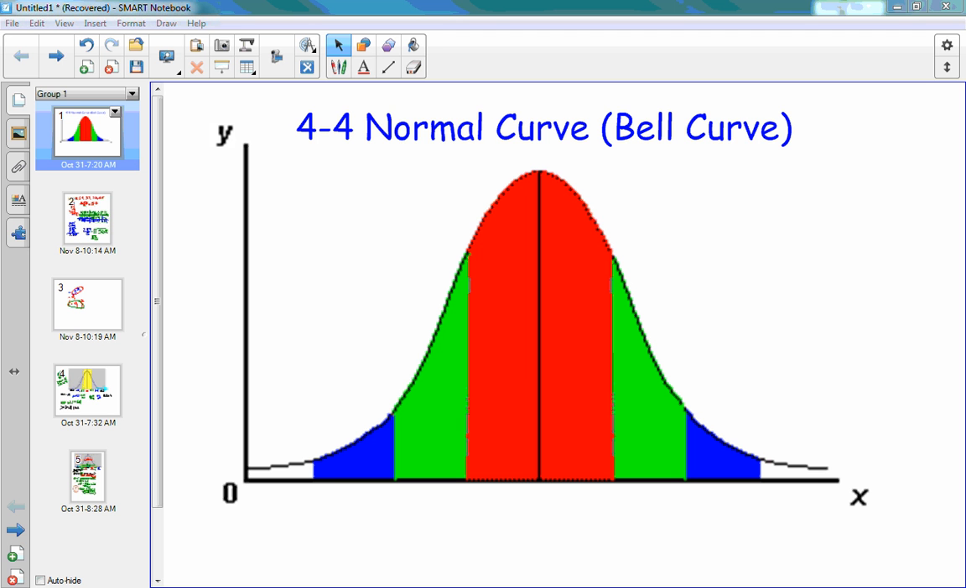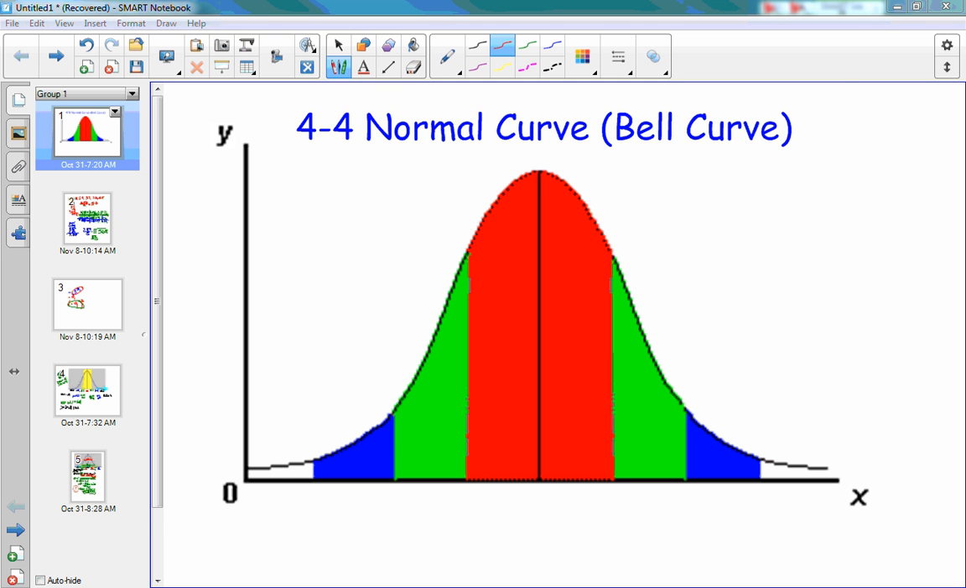We're going to actually conduct an experiment next week using the bell curve, but for today we need to understand what it means, and then you're going to use it in your homework. Now, can you write that down? Number 4, normal bell curve. It's called the normal curve, or also known as the bell curve, because it looks like a bell.